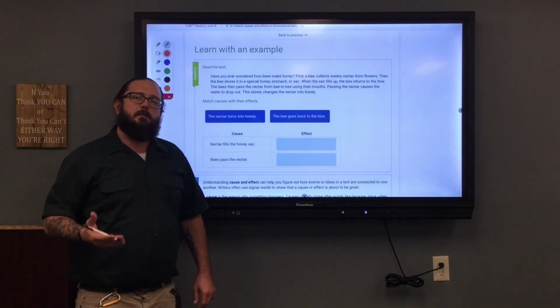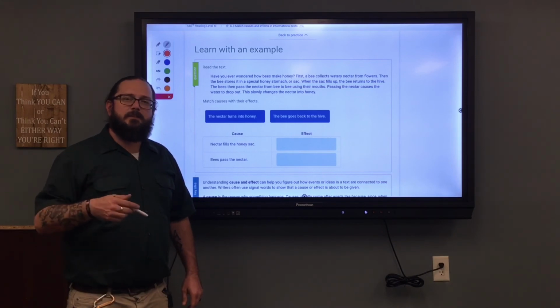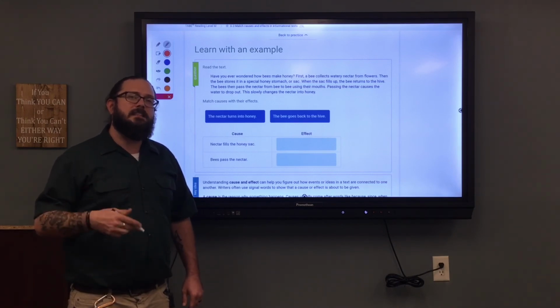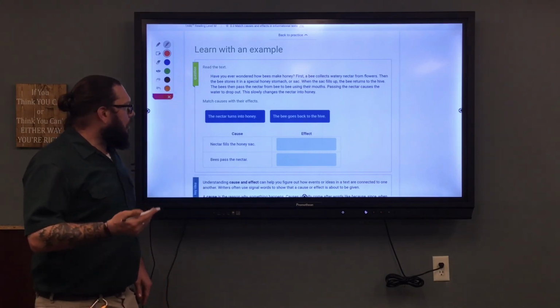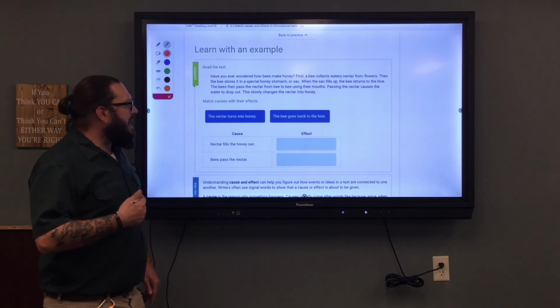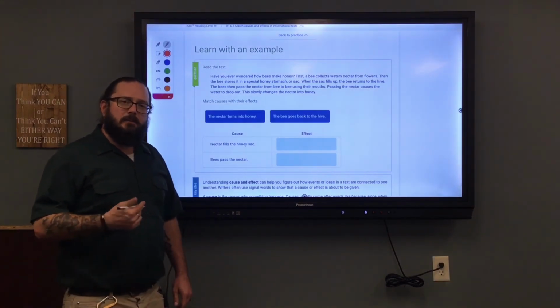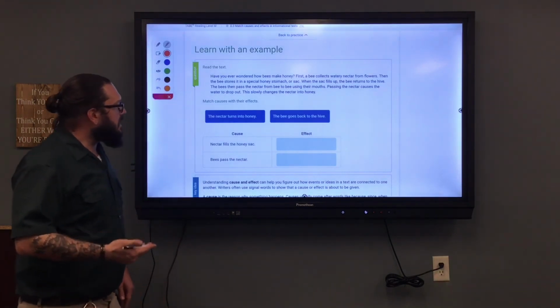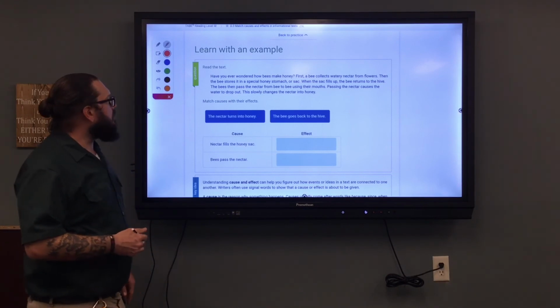Let's take a look at a brief passage and see if we can identify the details that describe the cause and the effect. In this example, we are given two causes and are asked to match them with their appropriate effect. Let's take a look at a passage and then see if we can identify those cause and effect relationships.